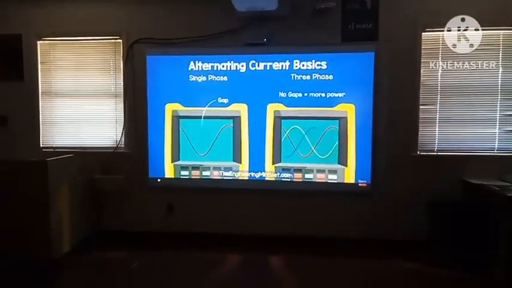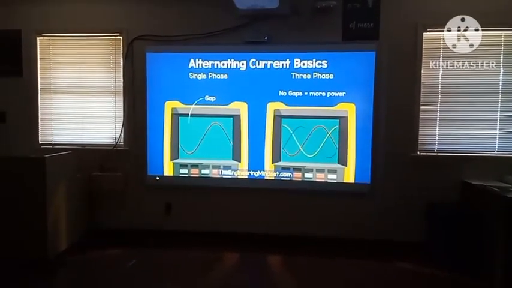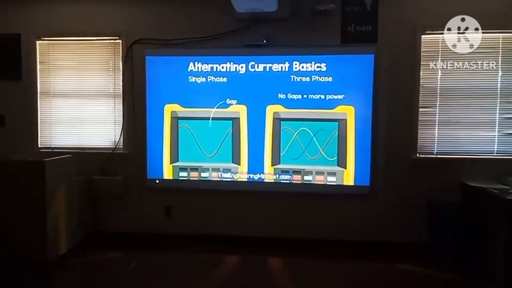With single phase, we have these large gaps between the peaks, but with three phase, these can be combined to fill in the gaps and therefore deliver more power.